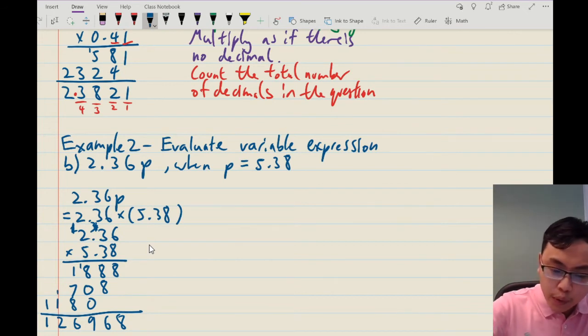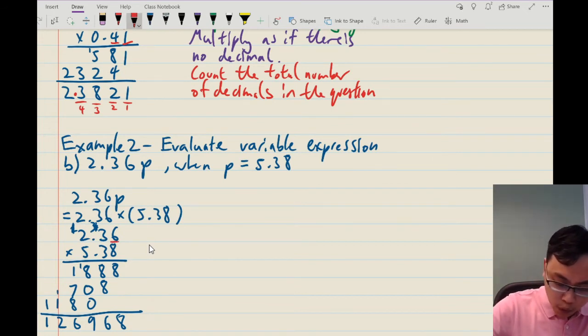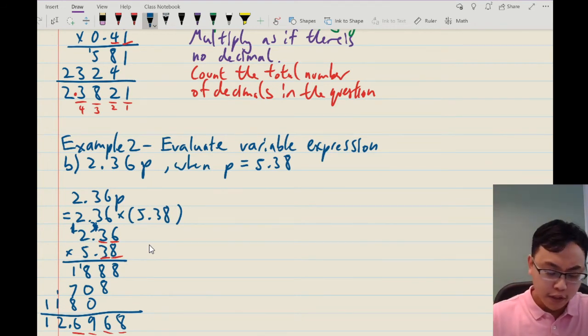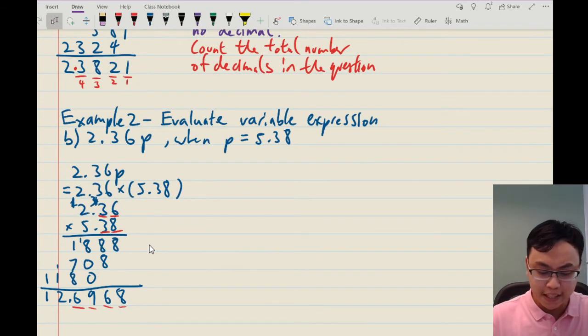And then lastly, we want to count how many decimal places. That's 1, 2, 3, and 4. And so that's 4 decimal places. And so our dot will be between the 2 and the 6. And so our answer should be 12.6968.